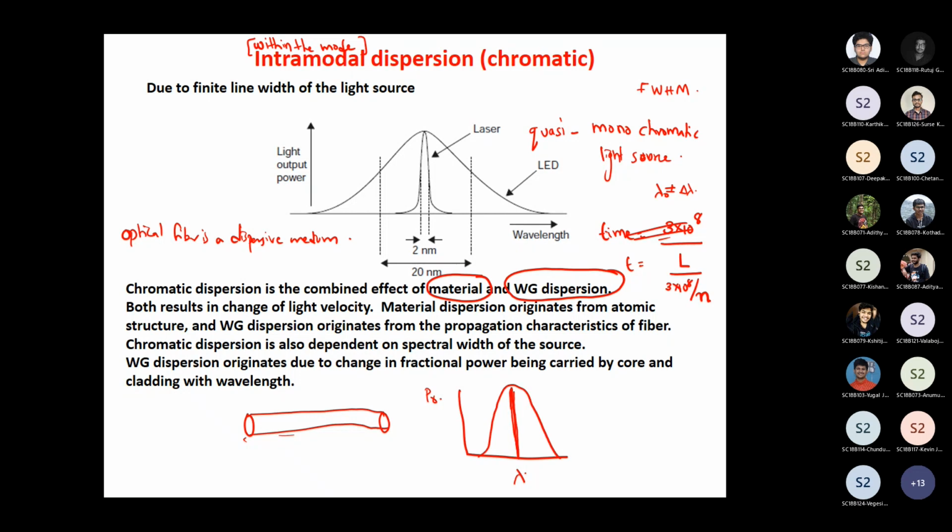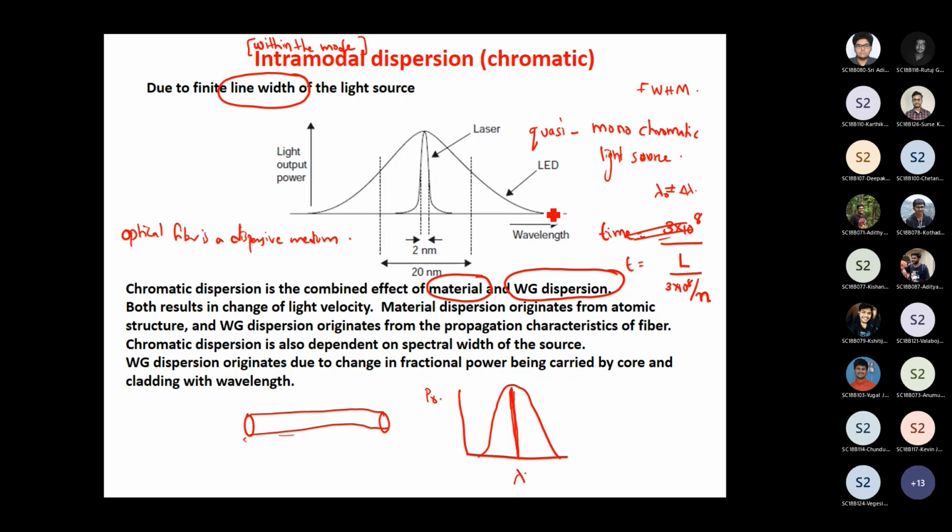This is called chromatic dispersion, and primarily it is because of the fact that the light source we are using to launch the information signal inside an optical fiber always has a finite line width. There is always a finite line width for the optical source, whether it's a laser or an LED. So here is a plot of the optical output power from a laser. The narrow one corresponds to a laser, and the broader one corresponds to an LED.